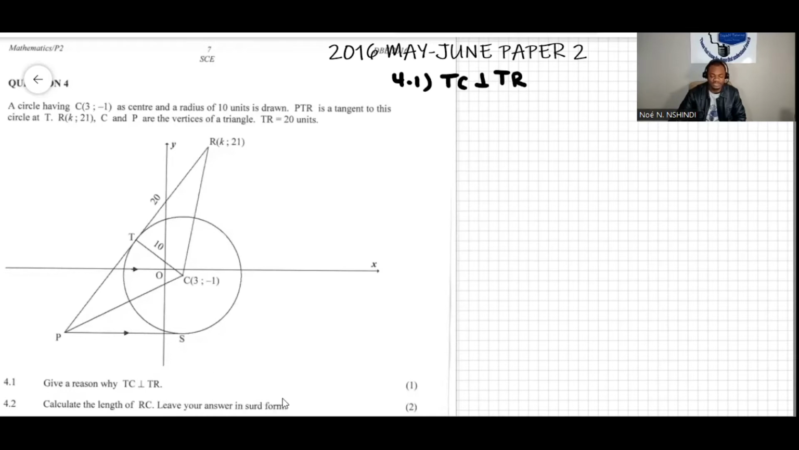The reason is that the radius is perpendicular to the tangent line. So that's the reason. TC is the radius, that's TC. Therefore, TC is perpendicular to TR. TC is the radius, and then TR is the tangent line.